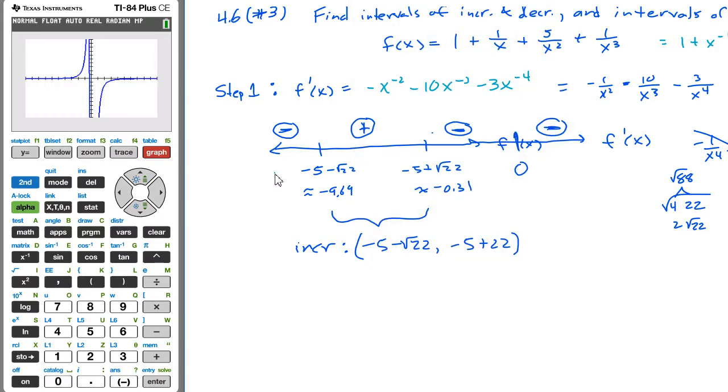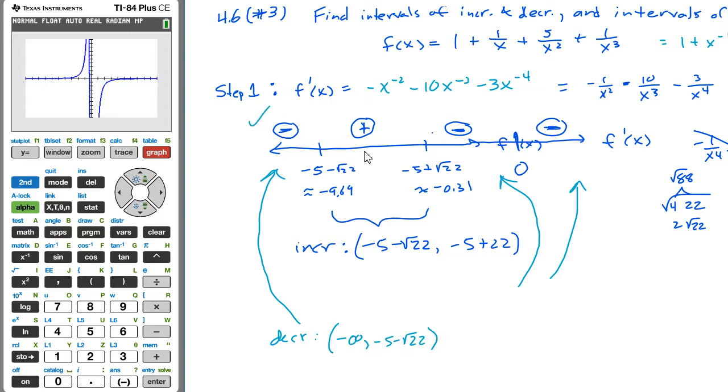For decreasing, we're going to have 3 subintervals, 1, 2, and 3. We're going to have negative infinity through, it looks like negative 5 minus root 22, which is this piece. Then we're going to have negative 5 plus root 22 through 0, which is this piece. And then we're going to have 0 through infinity, which is this piece. Okay, so those are my increasing and decreasing intervals.